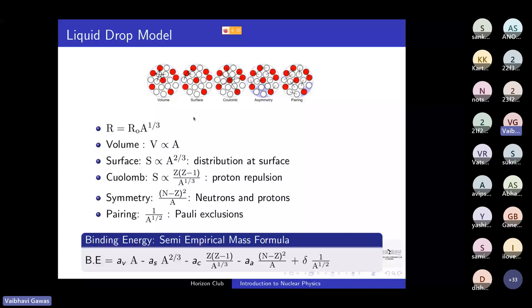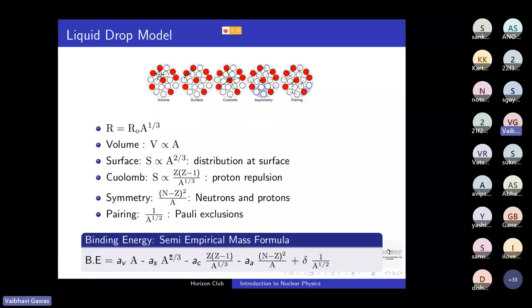And this is given by your surface term, A raised to 2 by 3, because 4 pi r squared, the surface, is proportional to r squared, and from there you have the A raised to 2 by 3 factor, with a proportionality constant a_s. That's your surface term.